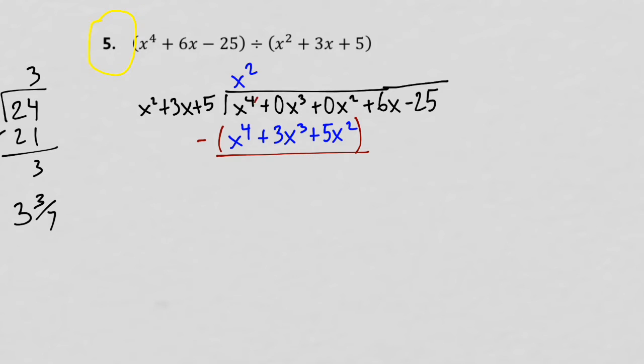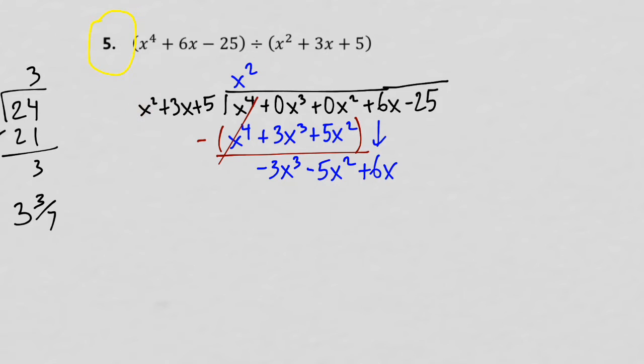Okay, the first one should just cancel. The next one is 0 minus 3, so it's negative 3x cubed. The next one is 0 minus 5, so it's negative 5x squared. Bring down the next one, plus 6x, right? That's that one right there, comes down. All right, let's do it again.